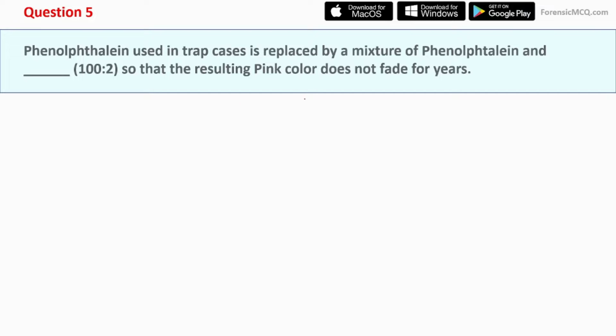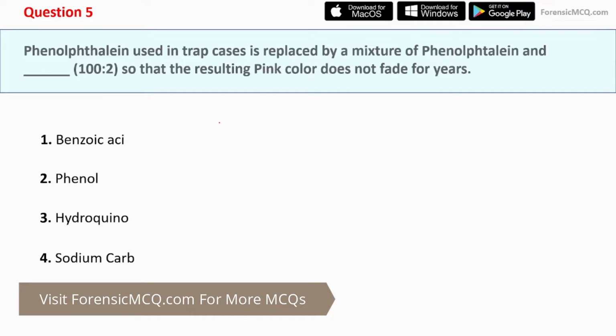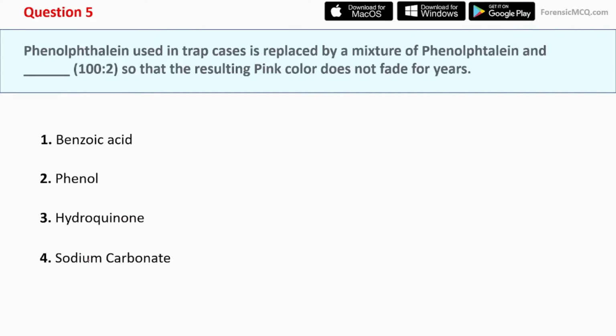Moving to question number 5, phenolphthalein used in trap cases is replaced by a mixture of phenolphthalein and dash, so that the resulting pink color doesn't fade for years. So let's check the options. First is benzoic acid, second is phenol, third is hydroquinone, and fourth is sodium carbonate. And the correct answer is hydroquinone. Now move to the explanation part.